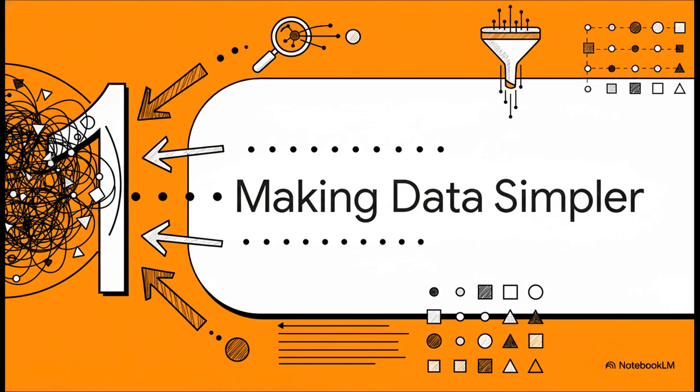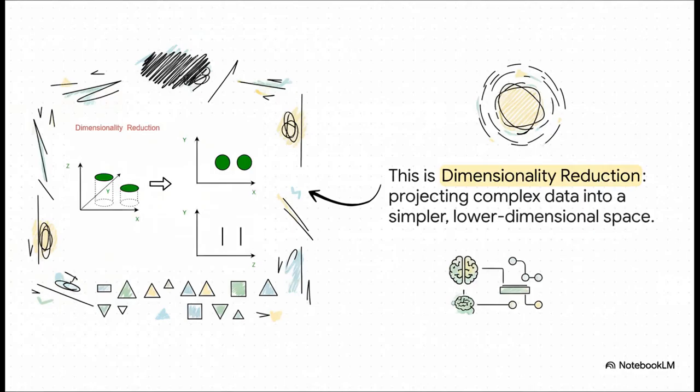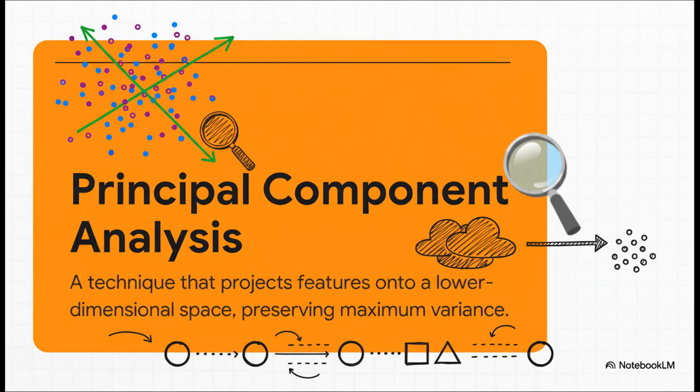Well, our first set of tools is all about one thing, making data simpler but without losing the stuff that really matters. Okay, this image really gets to the core idea of what we call dimensionality reduction. We're taking this complex, three-dimensional data, you see the cylinders here, and we're projecting it down onto a simpler two-dimensional space. By kind of flattening the data out, the patterns that were hidden before can suddenly become way easier to see.